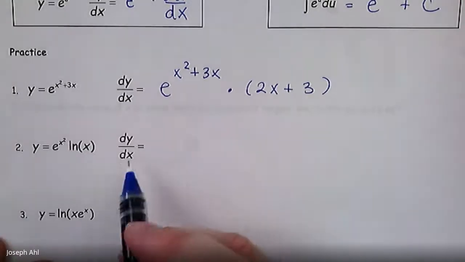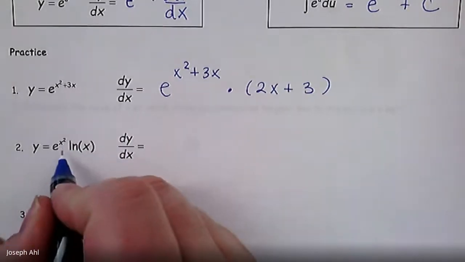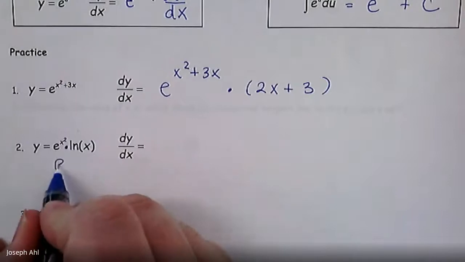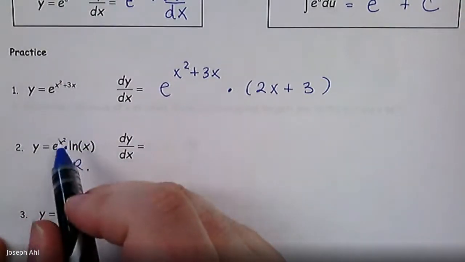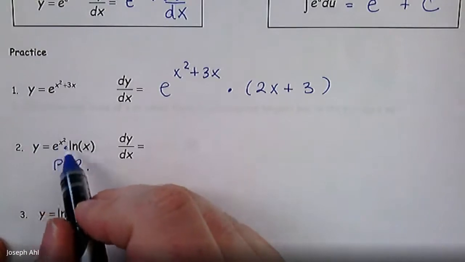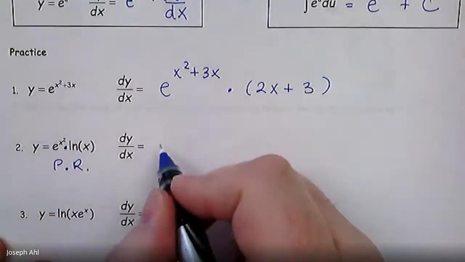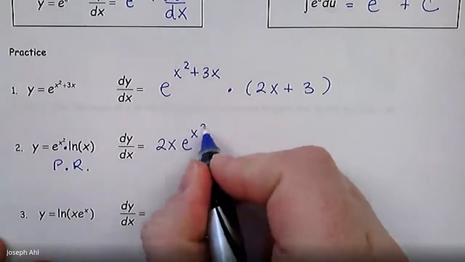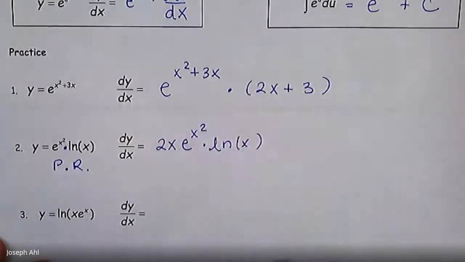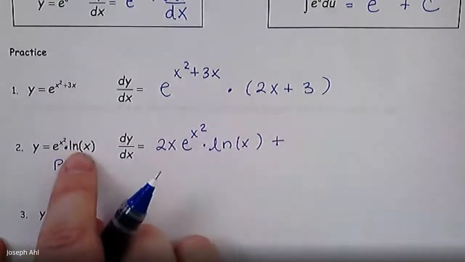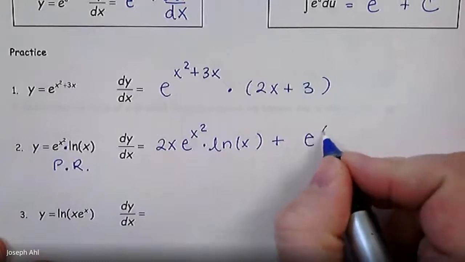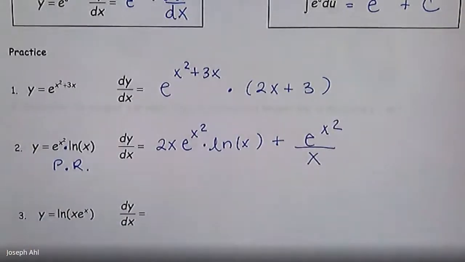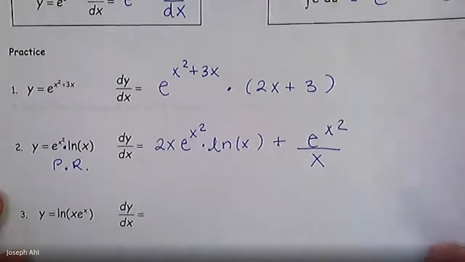Perfect. All right, finding dy dx here, we have e to the x squared times the ln of x. So make sure you use some product rule when you're finding the derivative of this case. So if I find the derivative of the first, that's going to be e to the x squared times the derivative of the exponent there. So it's going to be 2x e to the x squared times the second function ln x plus the derivative of the second, which is just 1 over x, times the first. So we're going to put e to the x squared up in the numerator there over x, and that would be the derivative for e to the x squared and then ln x.